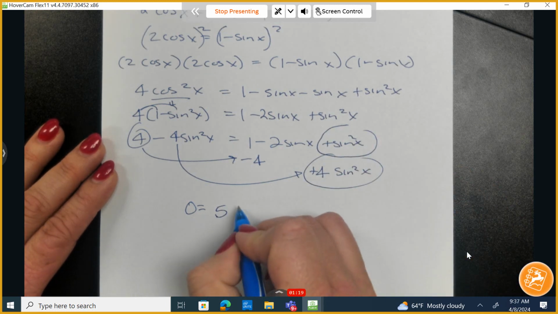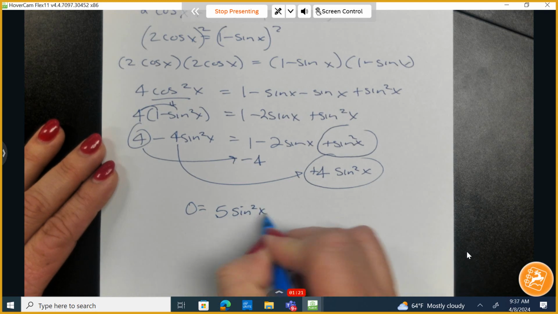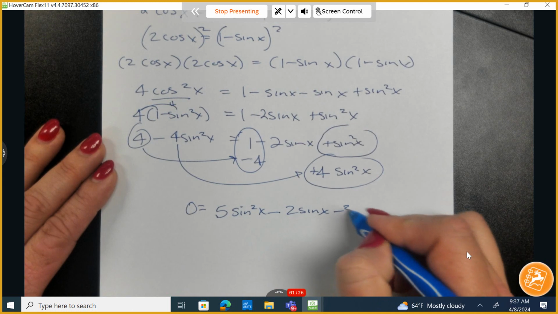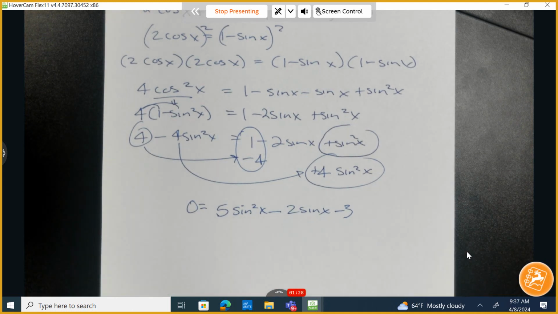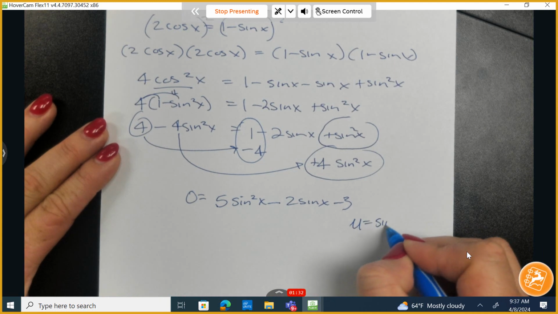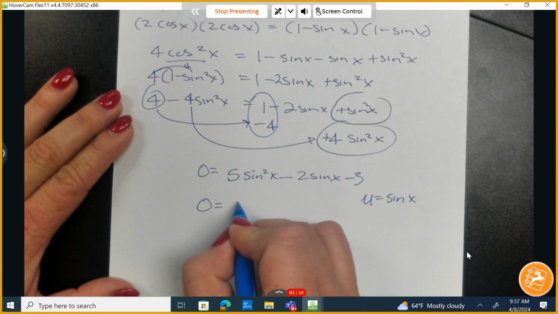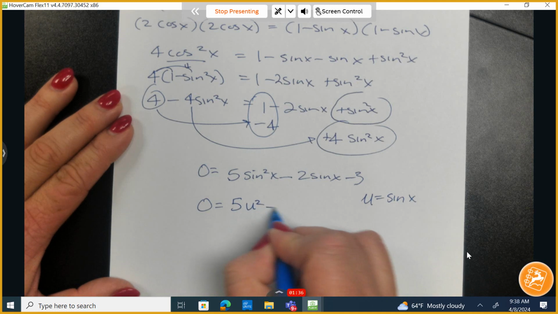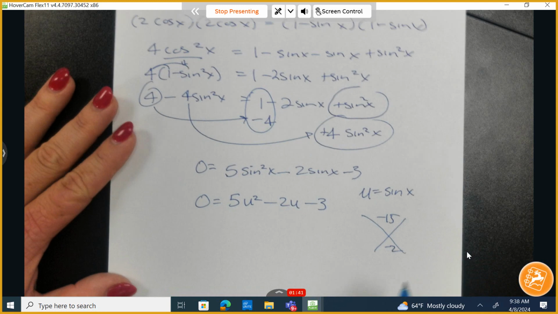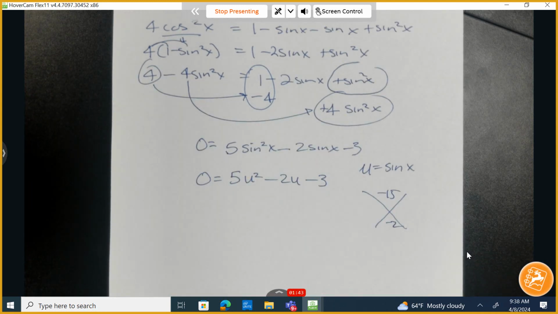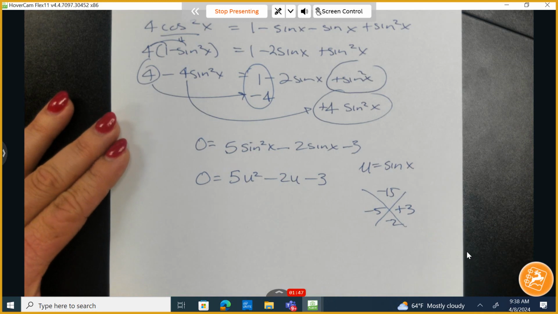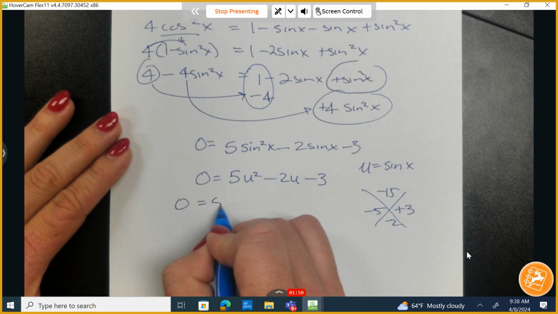So 5 sine squared minus 2 sine of x minus 3. And I want to see, is it possible that I go through and I factor here? Well, let's first let u equal the sine of x. So this is 5u squared minus 2u minus 3. Can I think of 2 things that multiply to equal negative 15 and combine to give us negative 2? Negative 5 and positive 3.